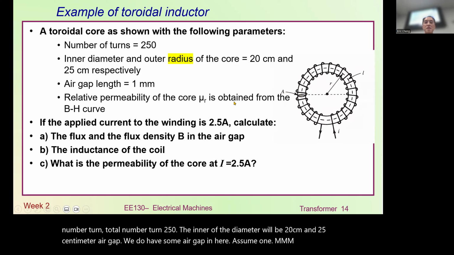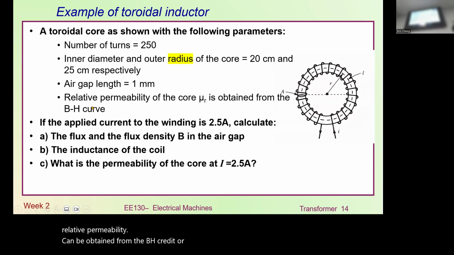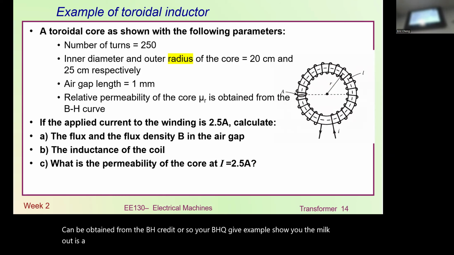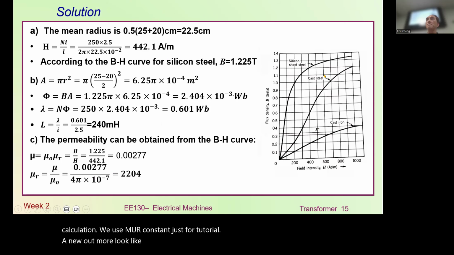The relative permeability can be obtained from the BH curve. Later on, I'll show you a BH curve. Here in the example, we treat mu r as a constant. But actually, mu r never becomes constant. Only for a simple calculation, we use mu r as a constant, just for the tutorial. And mu r usually comes from the manufacturer's measurement, because it usually changes.